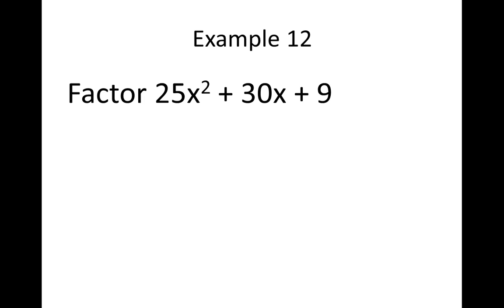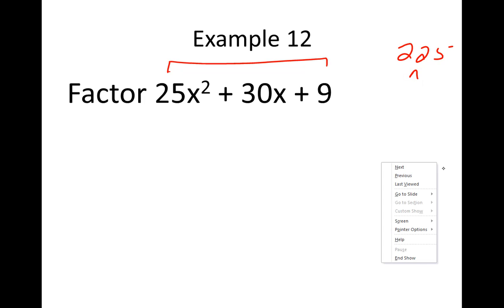25x squared plus 30x plus 9. Okay, again, if you recognize this as a perfect square, great. I'm going to show you how to do it without even knowing that. We just go into our mode of factoring by grouping. So 25 times 9, 225. Now if you recognize that, yeah, it could be a perfect square. So the square root of 225 is 15. So 15 times 15, does that work out? Well, it sure does.